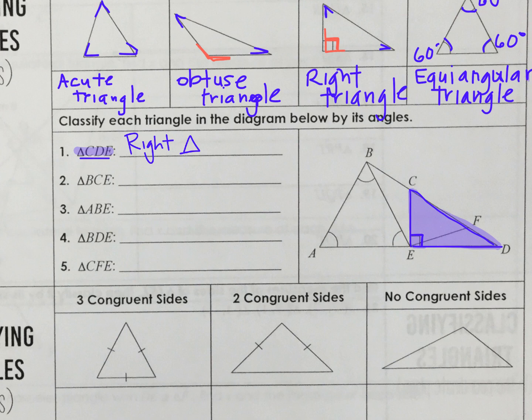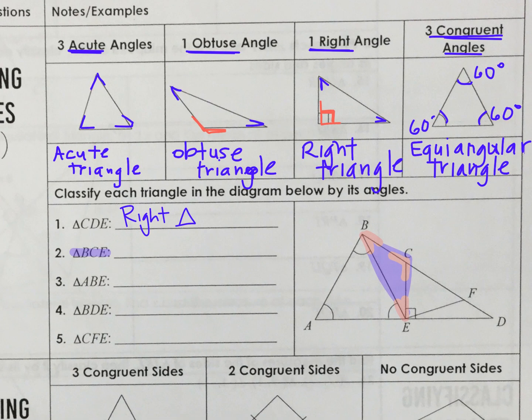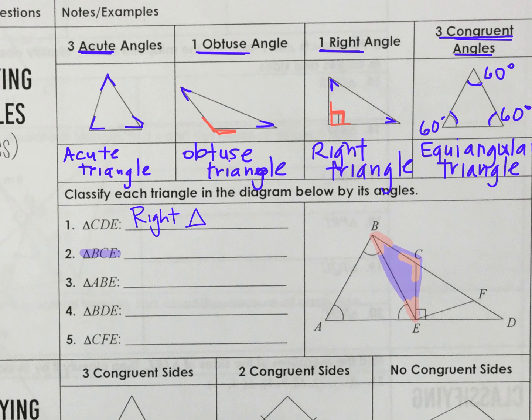The next one we're going to find is BCE. When I look at BCE, B is a cute little angle. E is a cute little angle, but look at C. Look how open that is. So C is actually an obtuse angle, and our directions above said if one angle is obtuse, then I have an obtuse triangle.